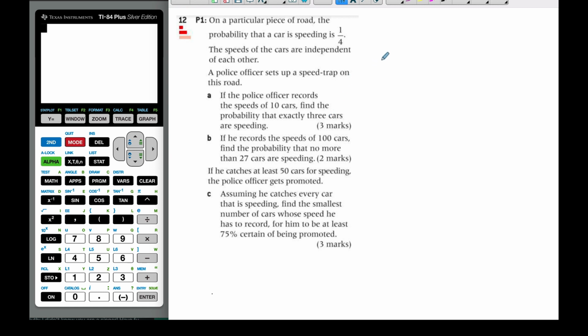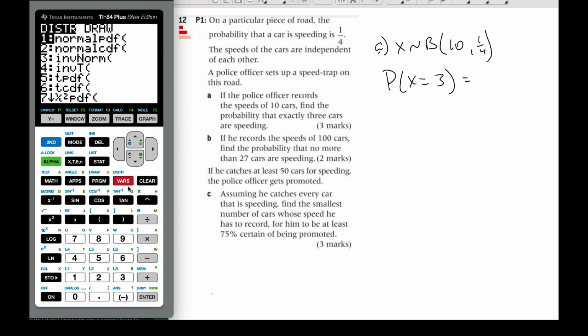Well, this is a binomial situation, so I'll introduce X belongs to binomial. There's 10 cars, that's the number of trials, and the probability they are speeding is 1/4. And so we want to find the probability that X equals exactly 3. So we write it up as such.